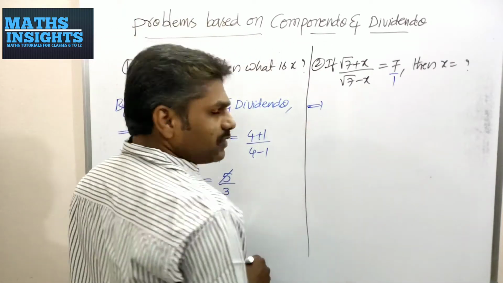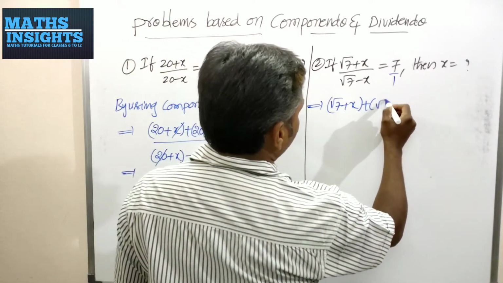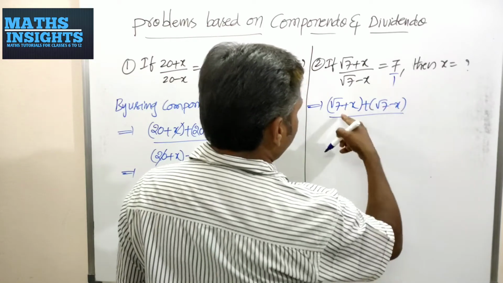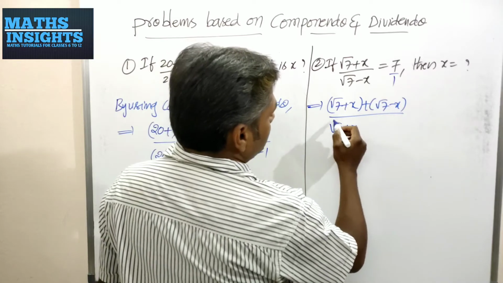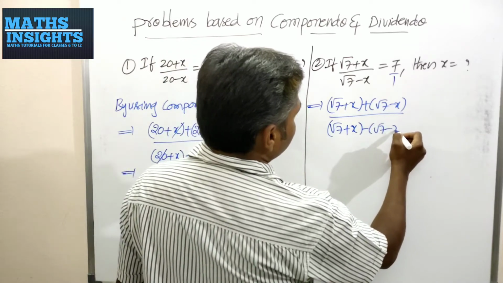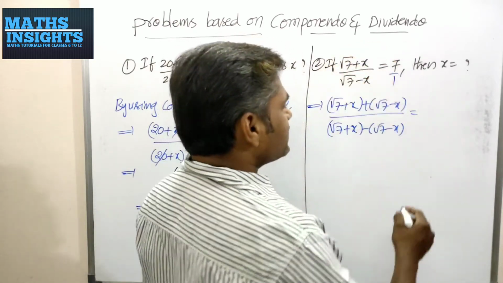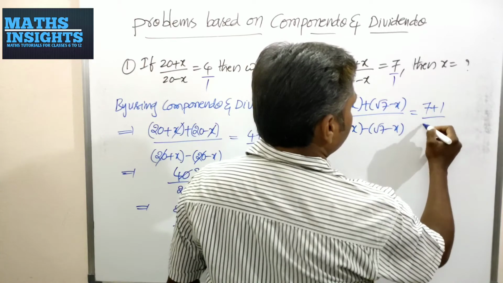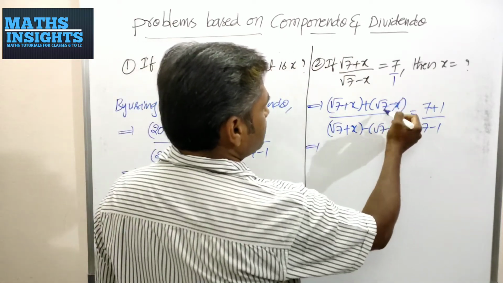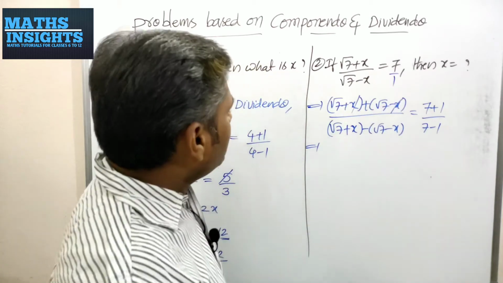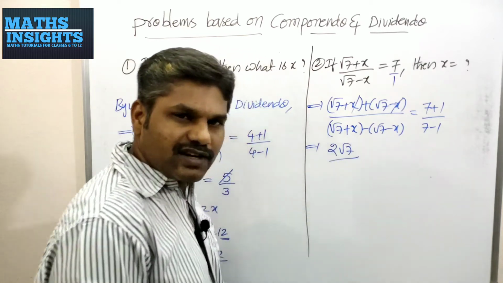I am using the same technique. So root 7 plus x plus root 7 minus x, a plus b by root 7 plus x minus root 7 minus x is equals to, here also if it is c d, c plus d means 7 plus 1 by 7 minus 1. Okay, that implies to, you may cancel this minus x plus x, root 7 plus root 7 will become 2 root 7, right, my dear children?